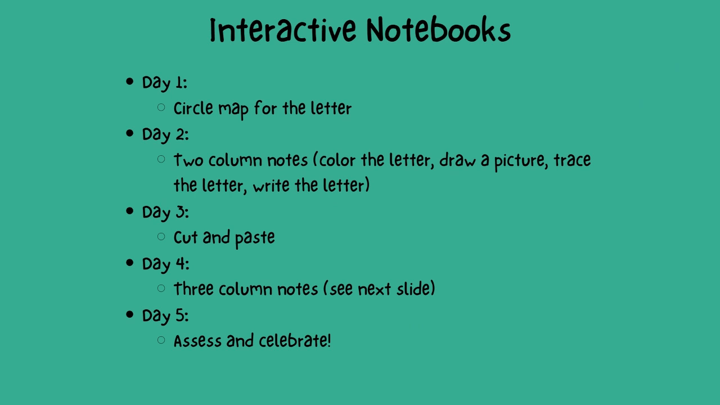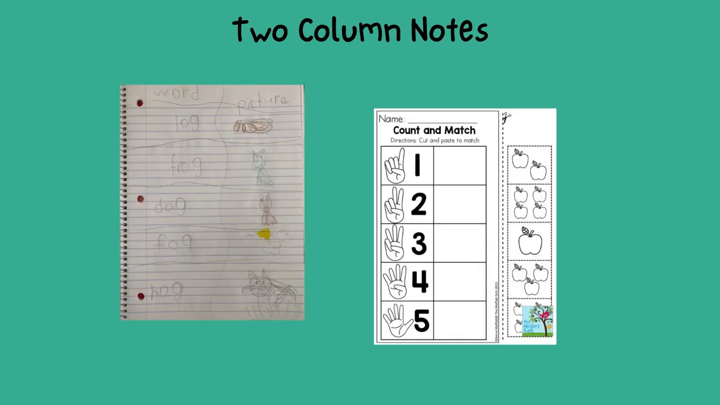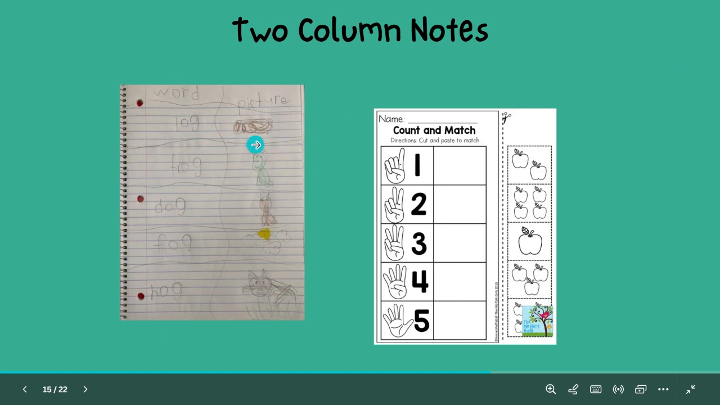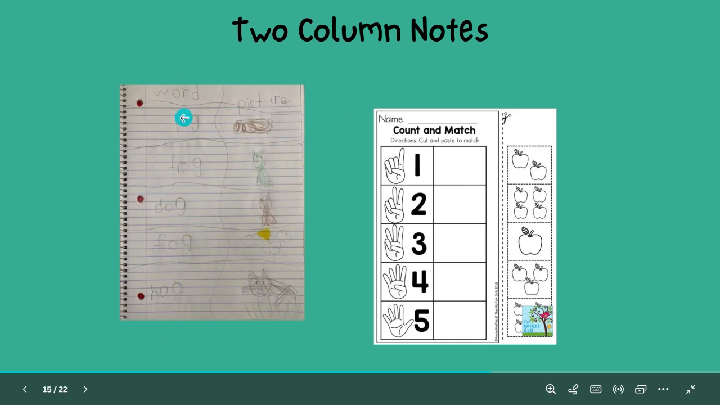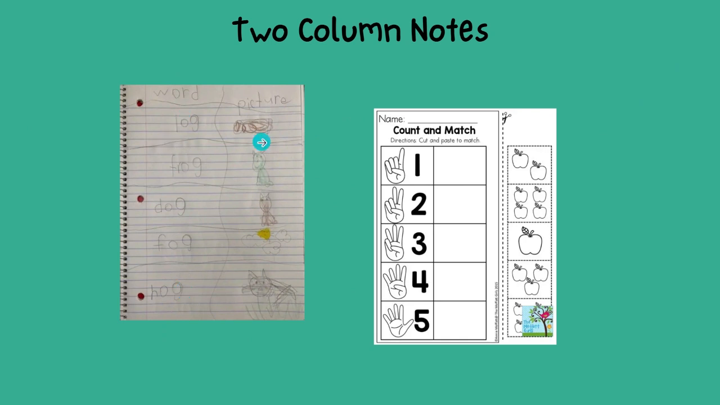And that's worth celebrating. Here's what 2-column notes can look like in kindergarten and first grade and second grade. It doesn't have to be elaborate. This one, we're working on the short O sound. Now, these are not my pictures, but we're working on the short O sound. They write the word, they draw a picture. In kindergarten, this could be a cut and paste activity. They glue the word down here, the picture down here.